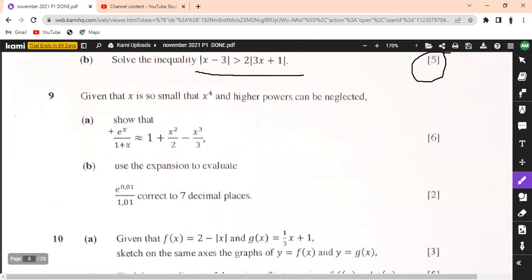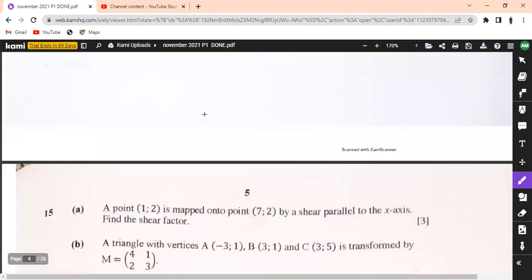Okay, number 9, we are given that x is so small that x to the exponent of 4 and the higher powers can be neglected, which means they are not going to be counted. Okay, show that e to the exponent of x over 1 plus x is going to approximate to this. And okay, so what can we do, guys?